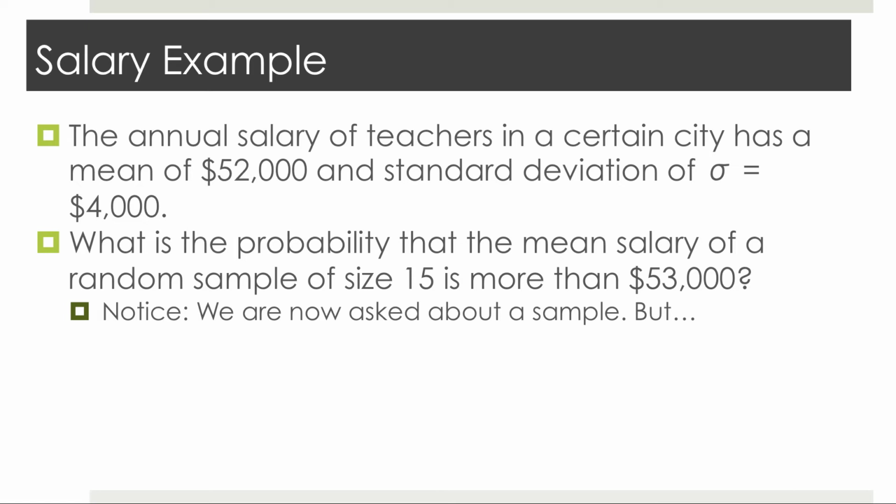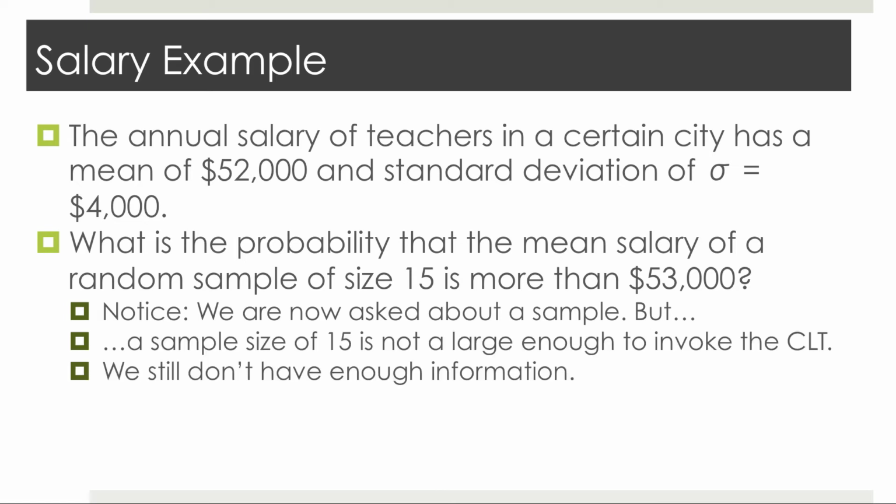The problem here is that a sample of size 15 is not large enough to invoke the central limit theorem. Recall from part 4's video, the central limit theorem said that if your sample size was at least 30 or more, then the sampling distribution of sample means takes a normal shape. Without that knowledge, we can't do any calculations. And so because we don't have a sample size that's large enough, this is below 30, we still don't have enough information to answer this question.